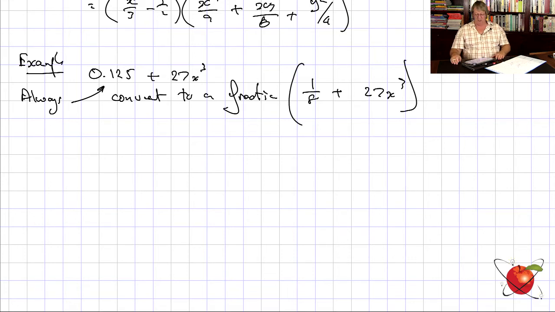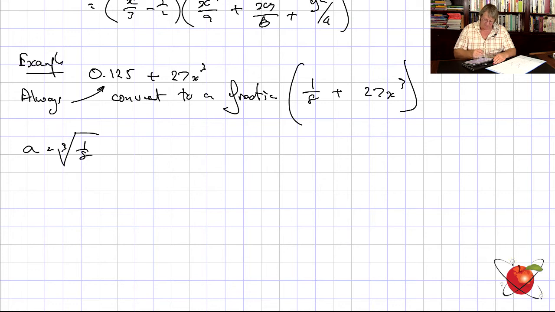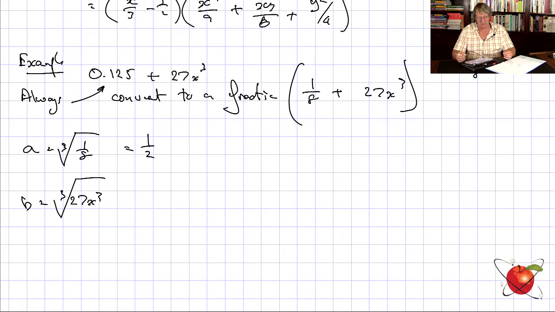And they say factorize. Step 1, highest common factor. Nope, we haven't got anything there for a highest common factor. So next, what do we do? Quite simple. We say, okay, this is 1 over 2 cubed, isn't it? So let's say a is going to be the cube root of 1 over 8. B is going to be the cube root of 27x cubed. What's the cube root of 1/8? Well, it's a half. Why? Because a half times a half times a half is 1 over 8. You multiply all the tops and multiply the bottoms, correct?